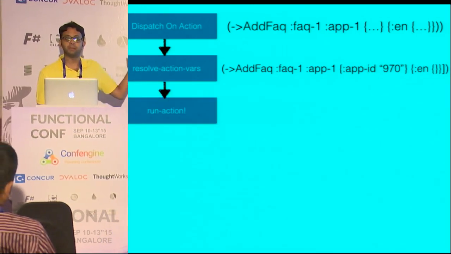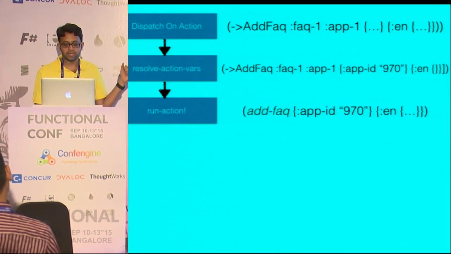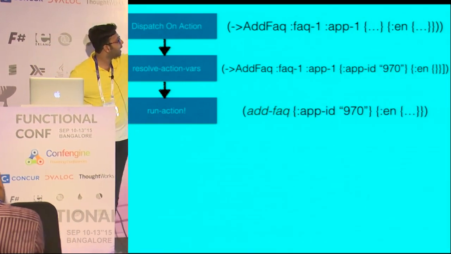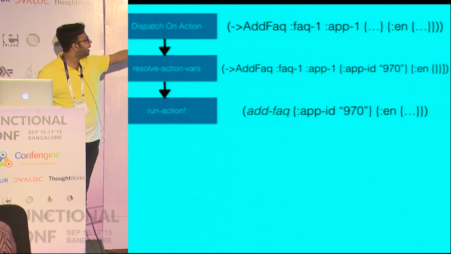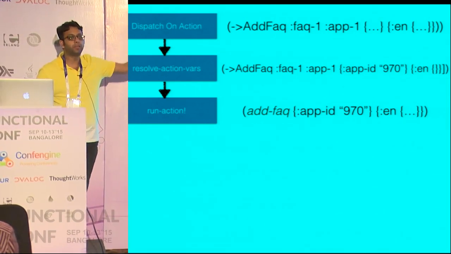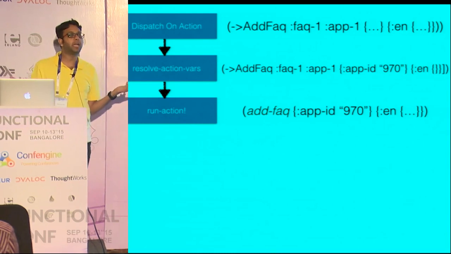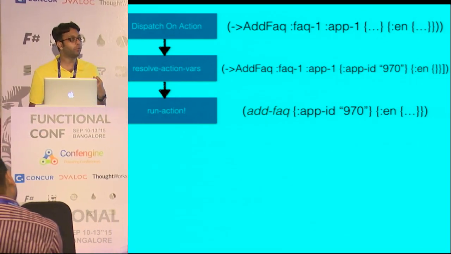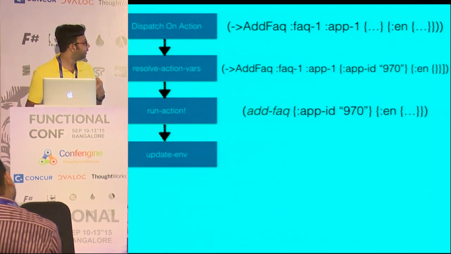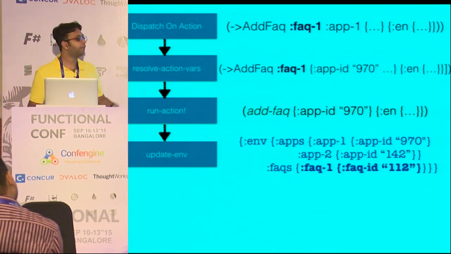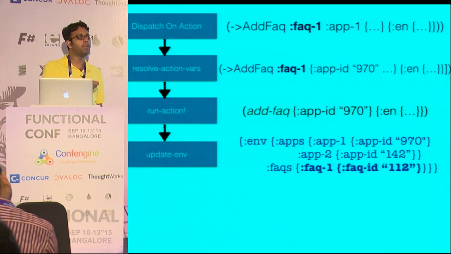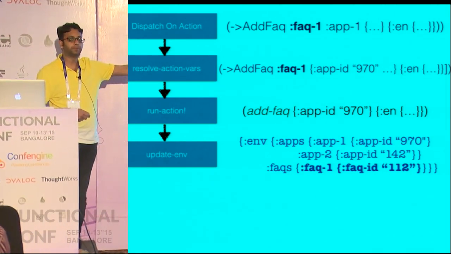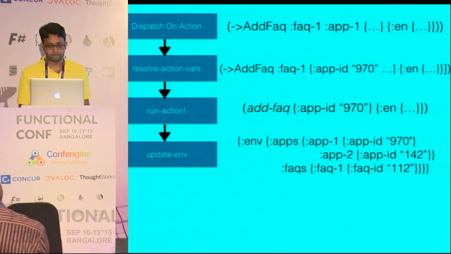Am I making sense? Okay. And then I will actually call run action with add FAQ for app ID 970. I cannot call app ID with app1 because that app1 is meaningless at runtime. And then I'll actually get an FAQ ID back, which I will update in the environment so that from now on, if you call FAQ1, I mean that FAQ ID 112, right?